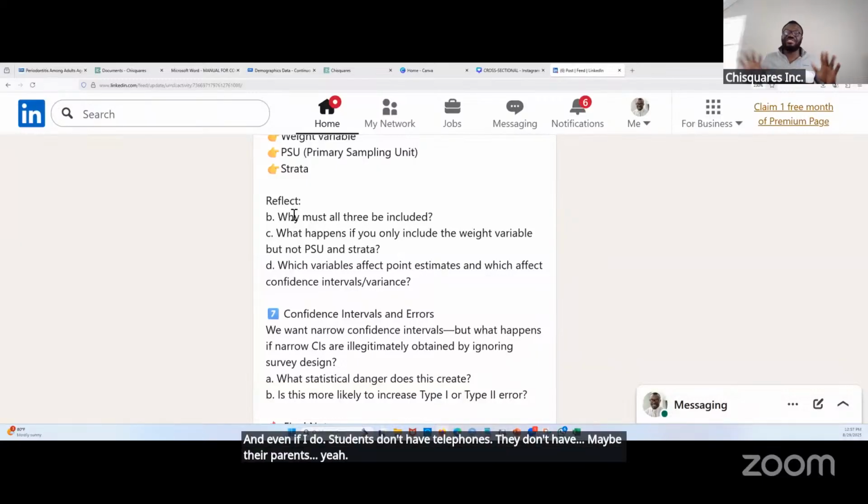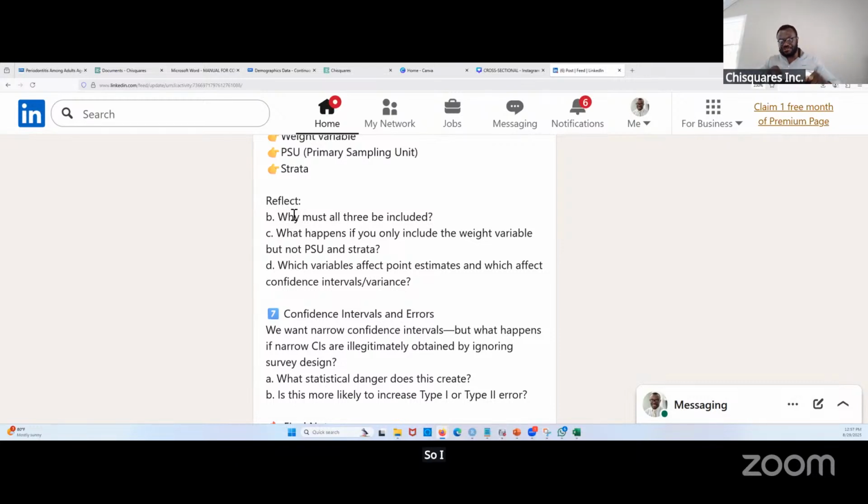Yeah, for whatever reason, that's the only way to contact them, is in person. So I said, okay, I'm going to sample schools. So I draw a random sample of schools and I go to those schools. And then I select students and I interview them and I get my data.